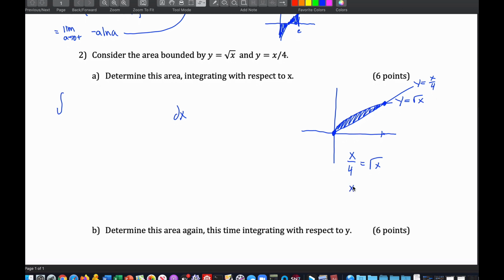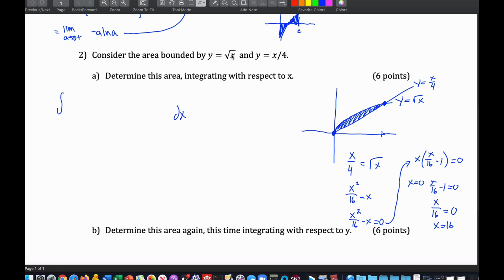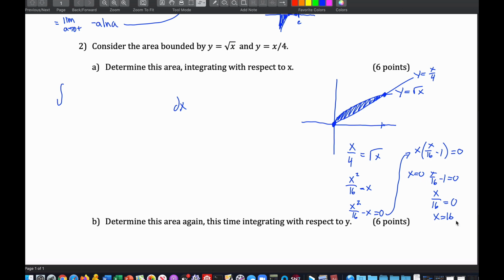Let's see, squaring both sides, I'd get x squared over 16 is equal to x. So if I subtract x from both sides of the equation, I get x squared over 16 minus x equals 0. And I can now factor out an x from each of those, and I'd be left with x times (x over 16 minus 1) equals 0. So this is telling me that either x equals 0 or x over 16 minus 1 equals 0, in which case x over 16 equals 1, in which case x is equal to 16. Oh yeah, that makes sense, because if x is 16, the square root of 16 is 4, and 16 divided by 4 is also 4, so they would have the same heights here, so it would intersect. Anyways, my bounds of integration go from 0 to 16.